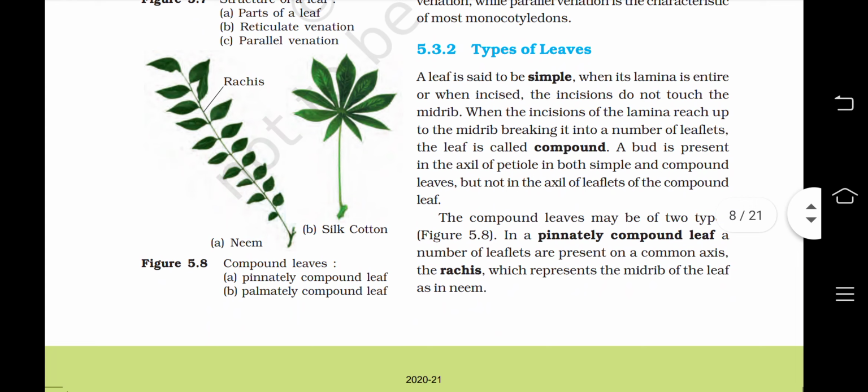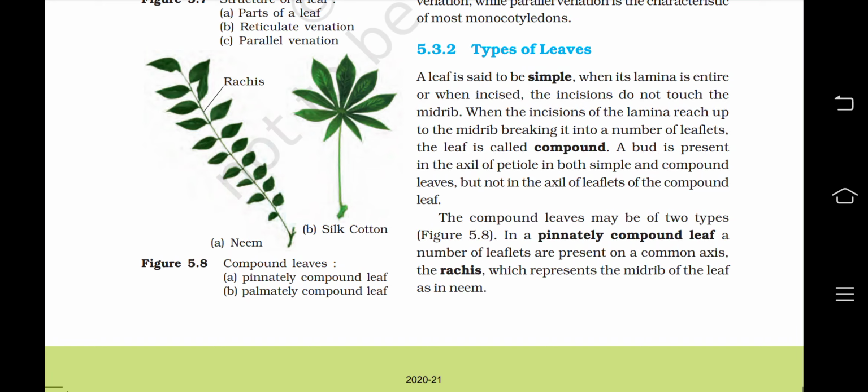Types of leaves. A leaf is said to be simple when its lamina is entire or when incised, but the incisions do not touch the midrib. When the incisions of the lamina reach up to the midrib, breaking it into a number of leaflets, the leaf is called compound. A bud is present in the axil of the petiole in both simple and compound leaves, but not in the axil of leaflets of the compound leaf.